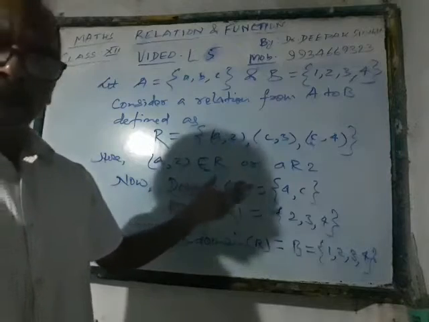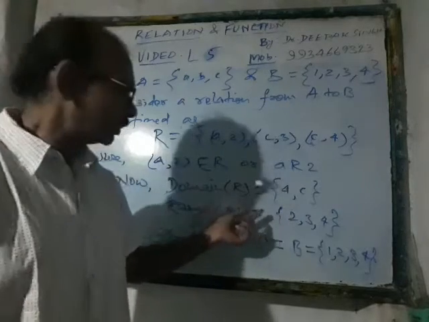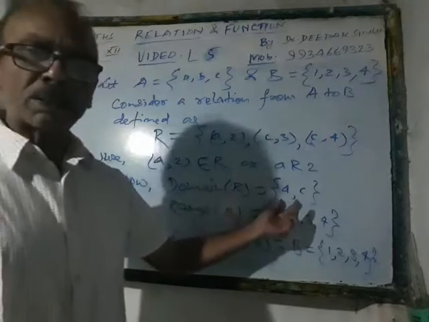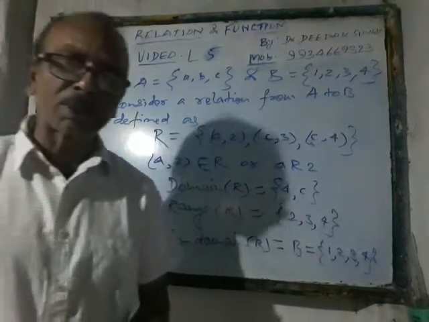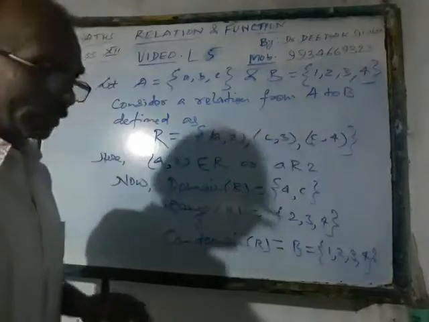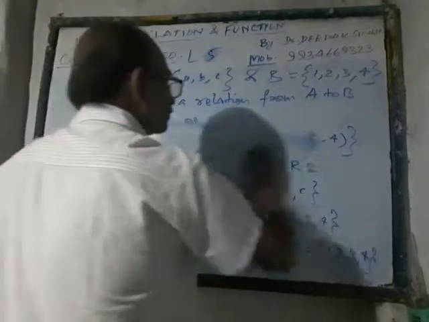Naturally, so did you get this one, my dear students? Yes, you got it: the set of first components of the elements of R is the domain, and the set of second components of the elements of R is the range. One more example I will show you.